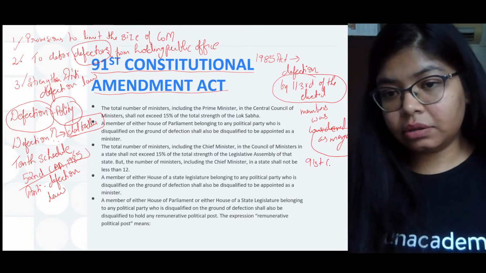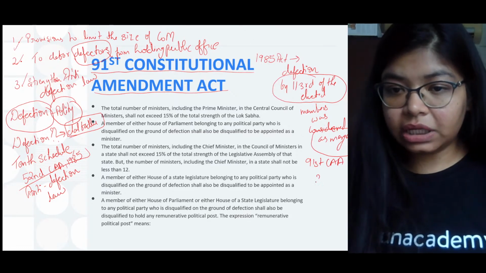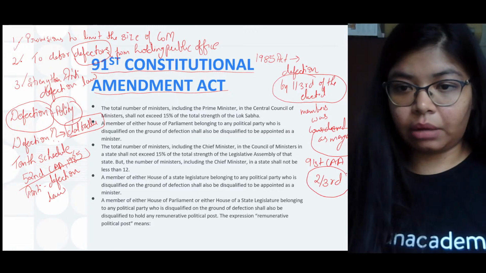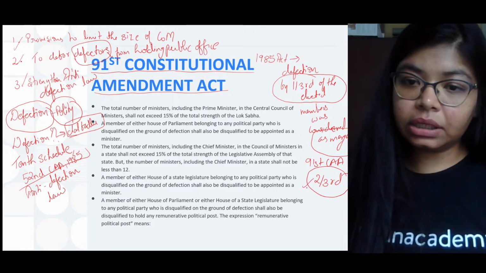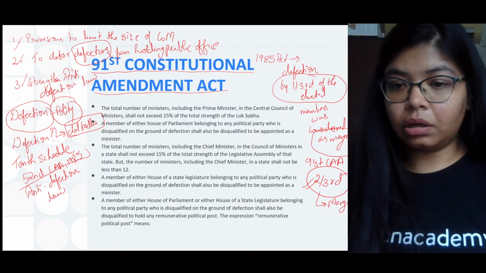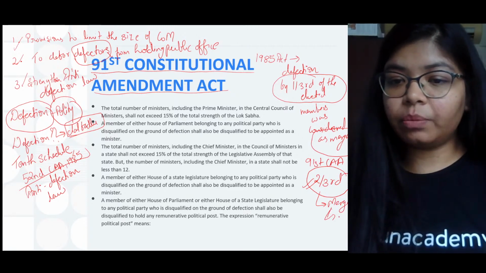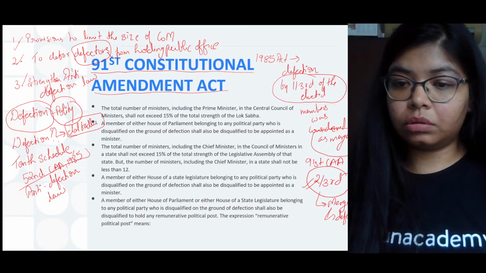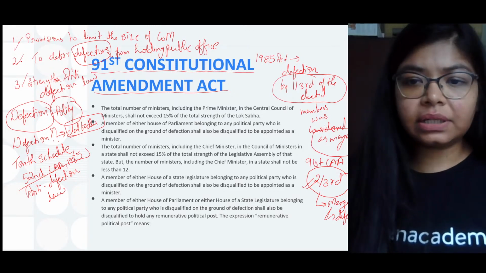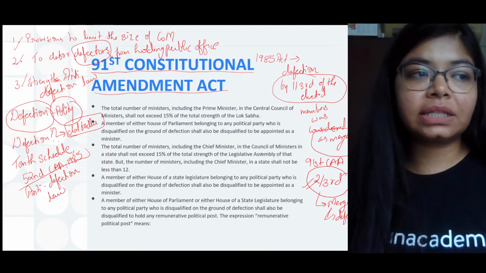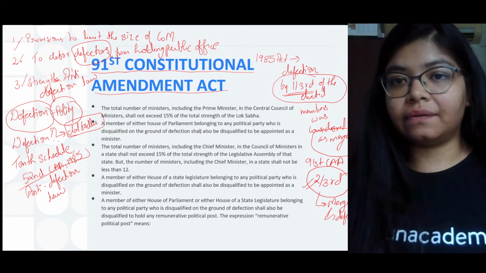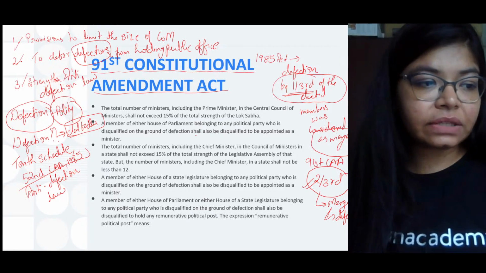91st जब आया तो उसने इस नंबर को चेंज कर दिया. Now 2/3 is the number. अगर इतनी जनता मर्जर करती है तभी ये डिफेक्शन से प्रोटेक्शन मिलेगा इसको. ओके, अदरवाइज नहीं मिलेगा. I hope you understand कि ऐसा क्यों हुआ होगा. ऐसा इसलिए हुआ होगा क्योंकि 1/3 was a very easy number to achieve. Okay, that's why it happened.